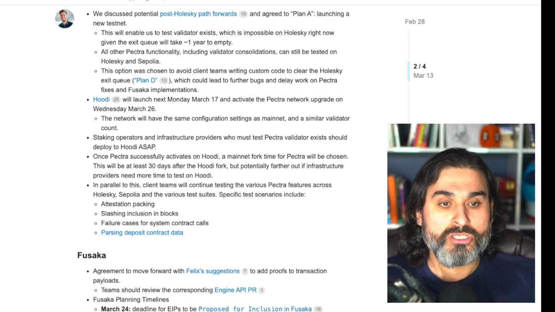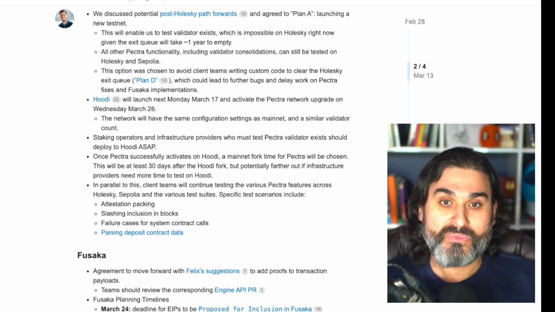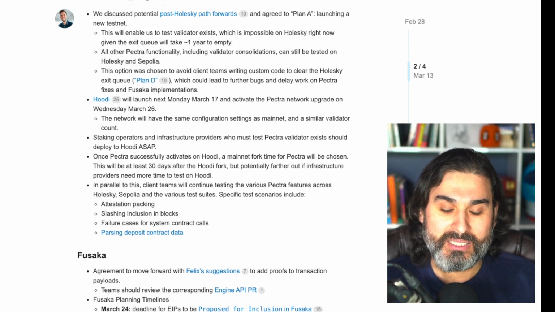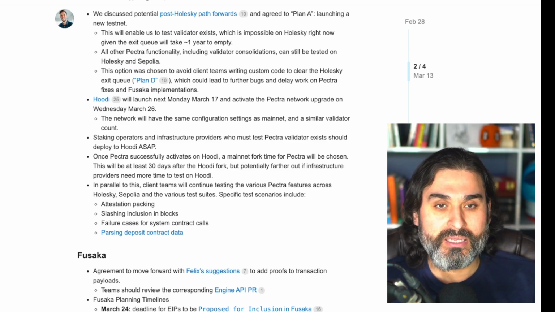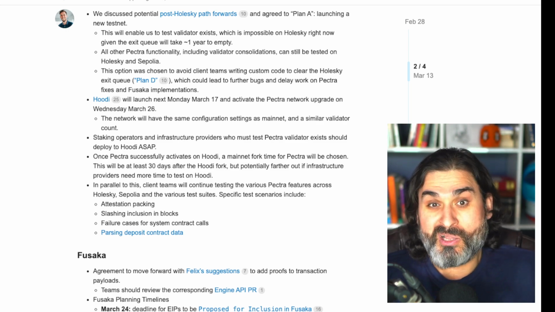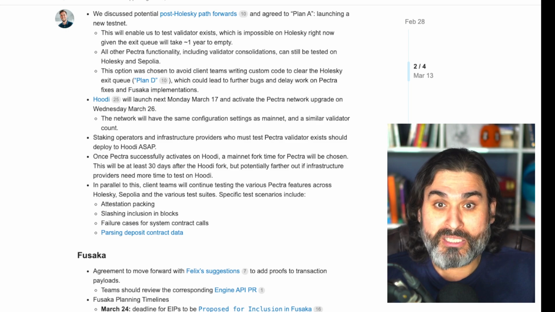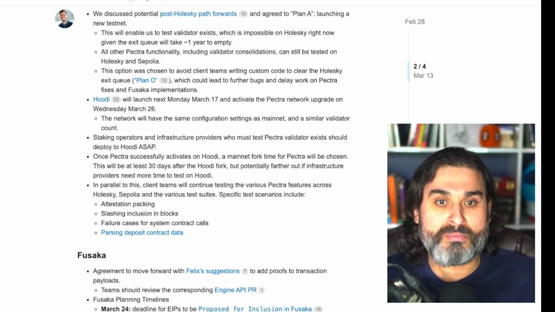And then the network will have the same configuration settings as mainnet. So what you should make clear here is that if you are a staking service, and if you want to test validator exits and consolidations and things like that, then you can use Hoodie for that. However, if you are an app developer, then Holesky is still working now, so you could technically use Holesky, I think. So that's something to just make clear there.